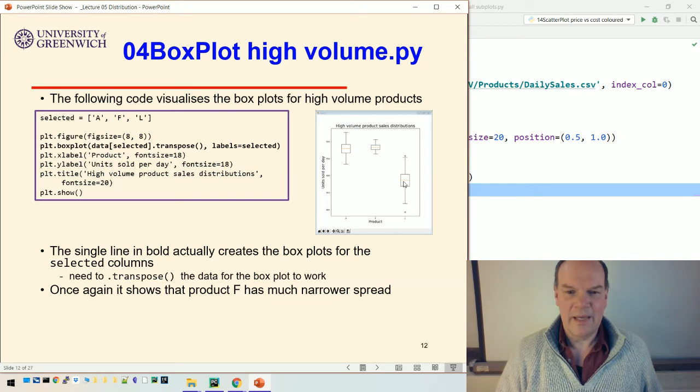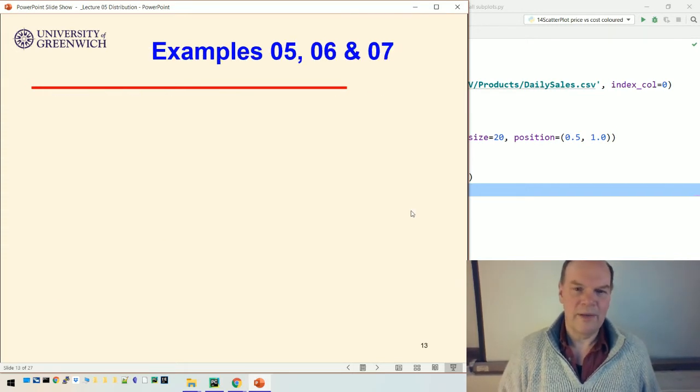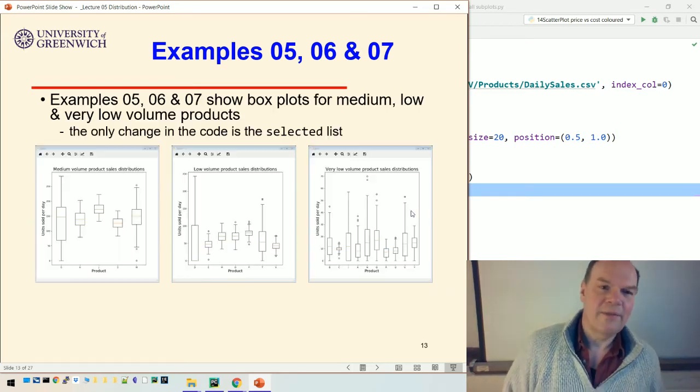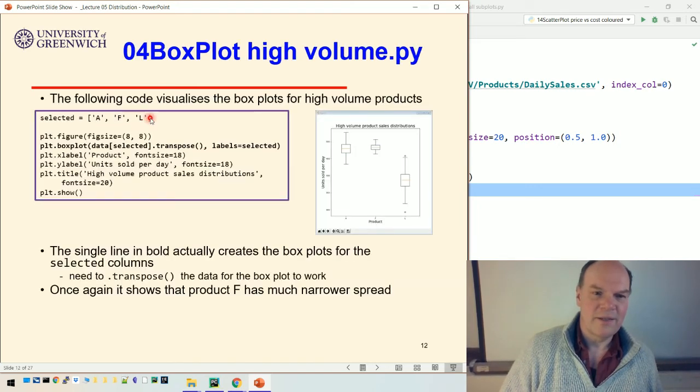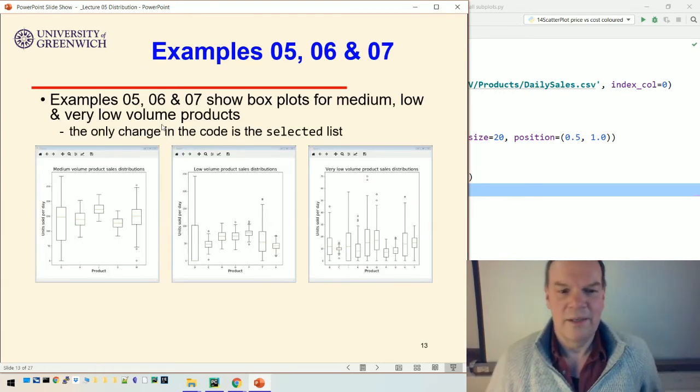L, on the other hand, has a much wider spread. So that's the length of the box and whiskers, and it's even got some outliers. And there's an outlier there at about 300. So it has a much noisier, much wider distribution. Okay. 5, 6, and 7 do the same for the other medium, low, and very low volume products. So all we need to do is take this code and just change this list of selected values. And there you can see box plots for all of them.